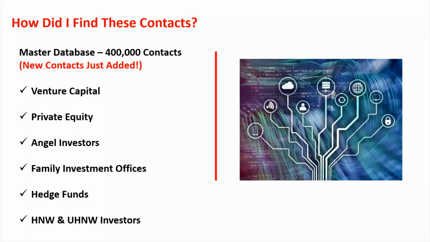How do I find these contacts? I have a master database with over 400,000 contacts, and that includes new contacts that I've recently added as we sit here in August 2023. This includes an extensive database of venture capital, private equity, angel investors, family investment offices, hedge funds, and more. And it also includes a very large database of high net worth and ultra high net worth individual investors that are able to be acquired by certain clients only.